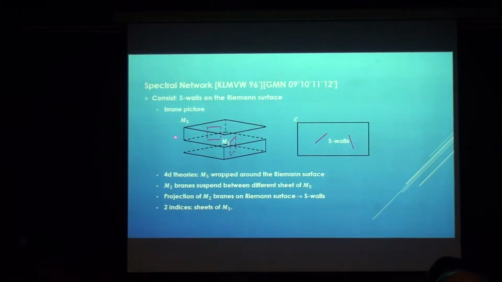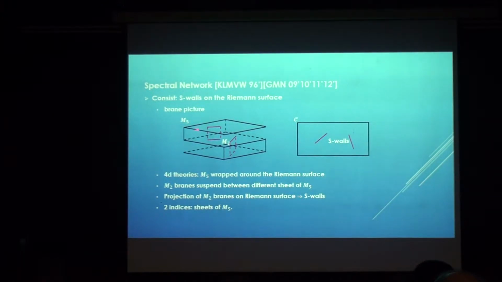Consider some theory, a kind of unfibering wrapped on some two-dimensional manifold, Riemann surface C. Here is our unfibering, and this square is our Riemann surface. This unfibering can wrap on this Riemann surface many times, resulting in a four-dimensional theory. So there can be M2 branes suspended between different branches of unfibering.